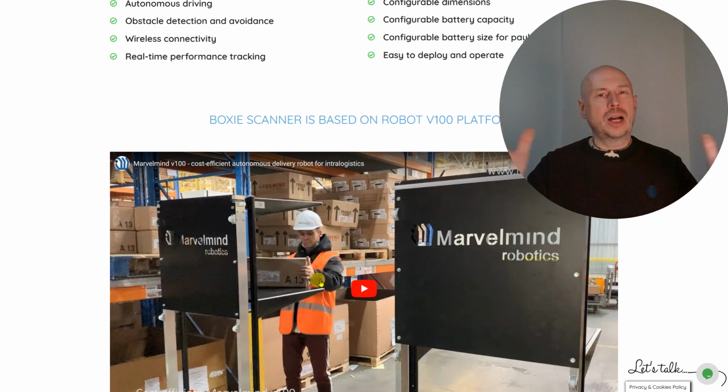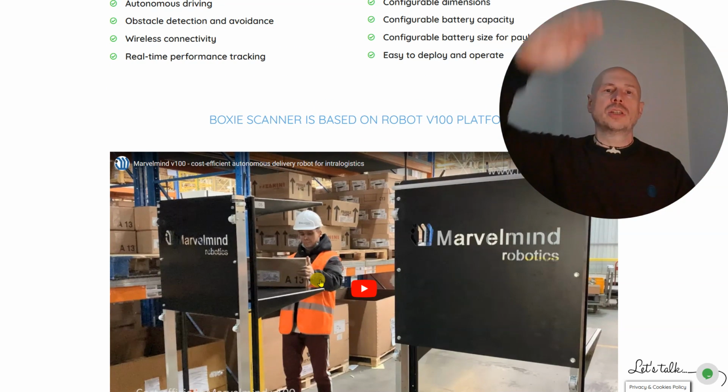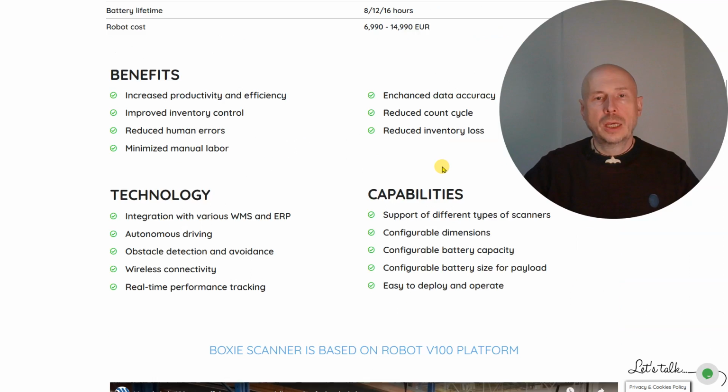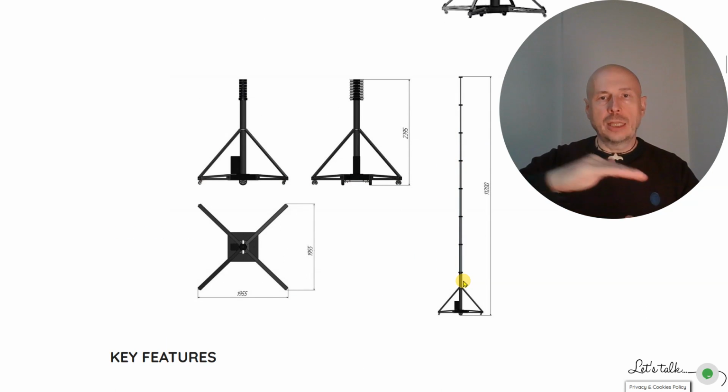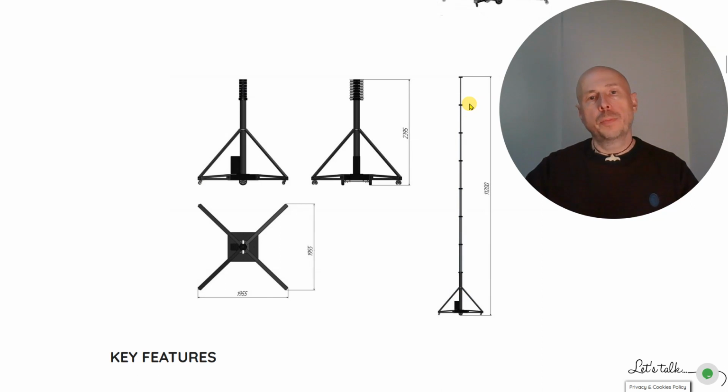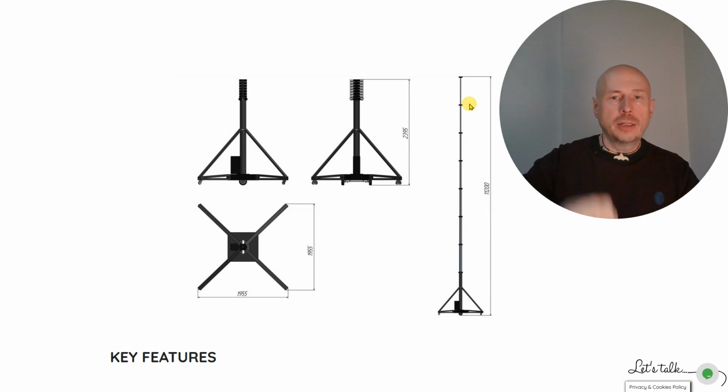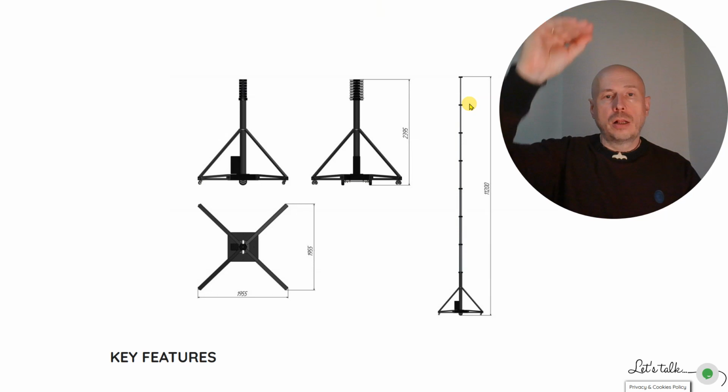It has a base around 70 by 70 centimeters and is about 2 meters high. We remove everything. Instead of shelves, we install a mast. Once again, depending on the customer, it's either a mechanical mast, which is less expensive, but then it always stays there, or an electrical mast.